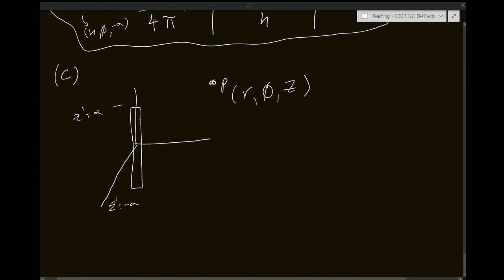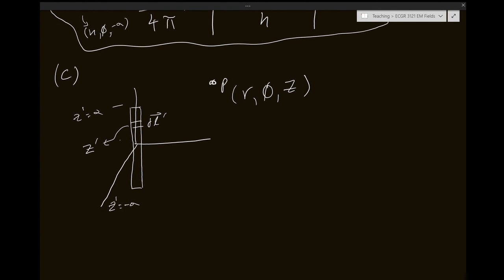Let me take my element. My element here, dl prime, is at what? Is at 0, of course. It doesn't matter. Phi does not matter. It's at Z prime merely. Right, it's symmetric. Phi could be anything, right? And Z is Z prime, and then R prime is 0, and then that's the general point.